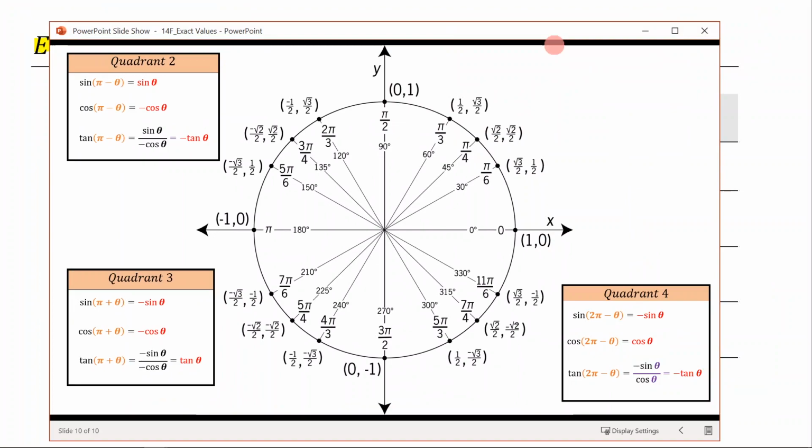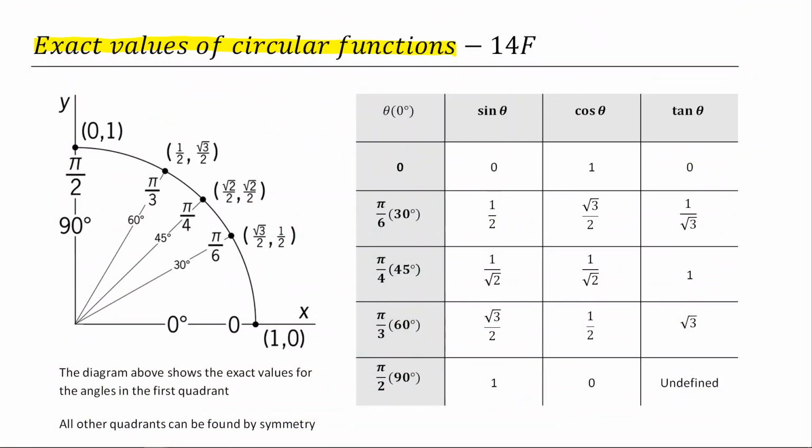Okay, so with all that being said now, let's go back to our notes. So as you can see here, you've already got that table filled out for you. And over here, you also have the first quadrant. And I just think it's really useful for you to commit this to memory. I think that's the best way to go about it, just committing it to memory. I will be showing an alternative very soon, but all right, so the diagram above shows the exact values for the angles in the first quadrant. All other quadrants can be found by symmetry.